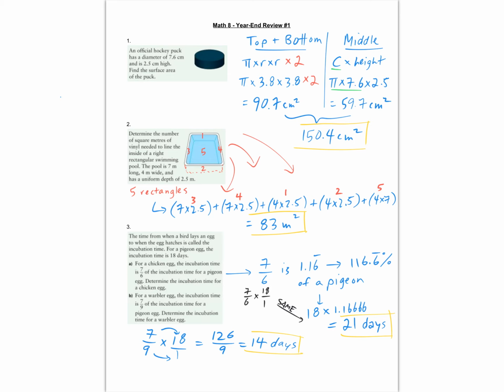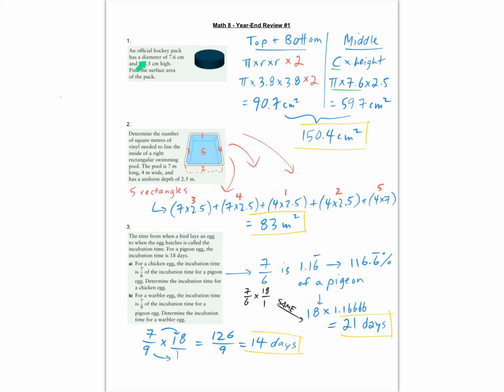Okay, let's take a look at this. We've got a hockey puck. We're trying to find the surface area of it. It is a cylinder, so the top and bottom are circles. To find the area of a circle, pi times the radius times the radius. And then I have this times 2 here because the top and the bottom are the same.